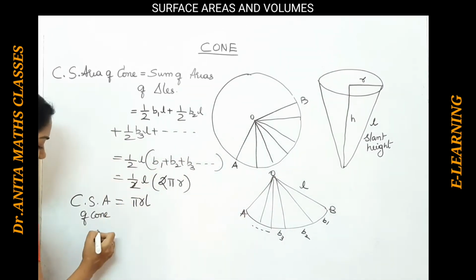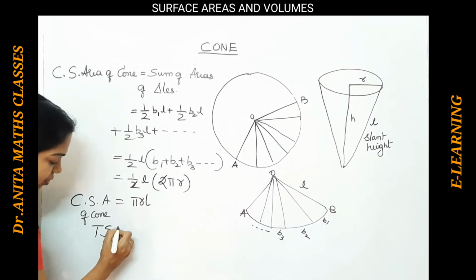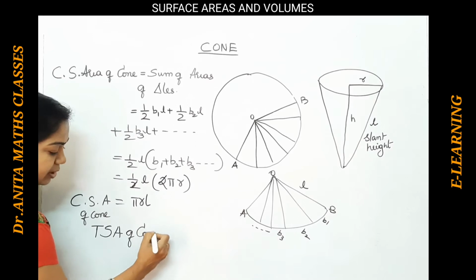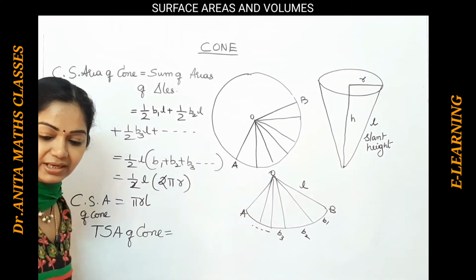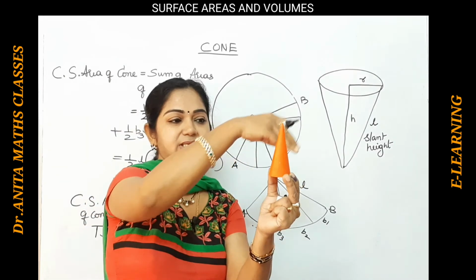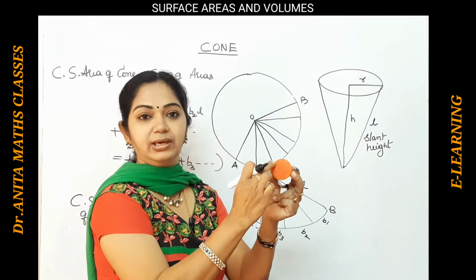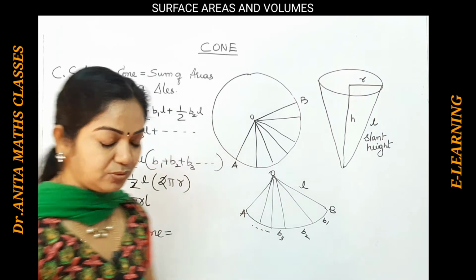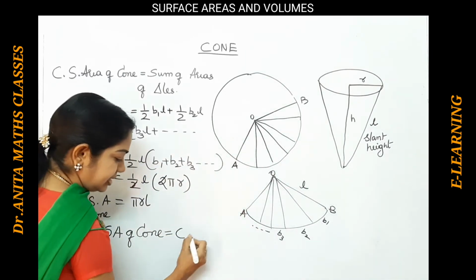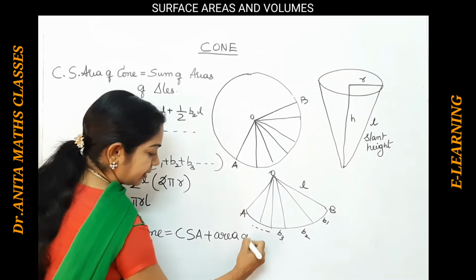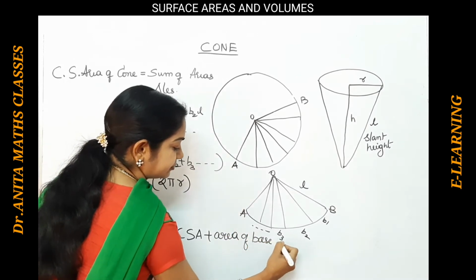Now we will find the total surface area, TSA. We call it in short TSA of cone. Now how do we calculate the total surface area? The total surface area means the area of the curved surface plus the area of the base circle. Okay. So CSA plus the area of base circle.